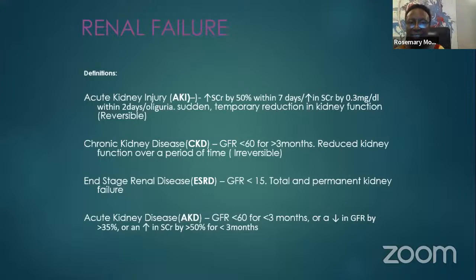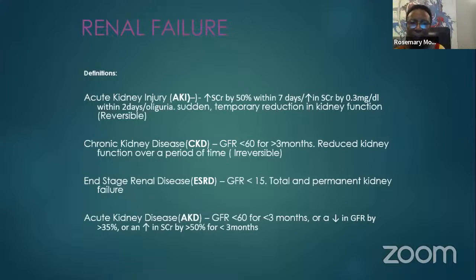With chronic kidney disease, the GFR has to be less than 60 for a period of over 3 months. And it's a reduced kidney function over a period of time. It's irreversible, it's chronic, it's been happening over some time. And then we've got what we call end-stage renal disease, which the definition is a GFR of less than 15, and it's total and permanent kidney failure.